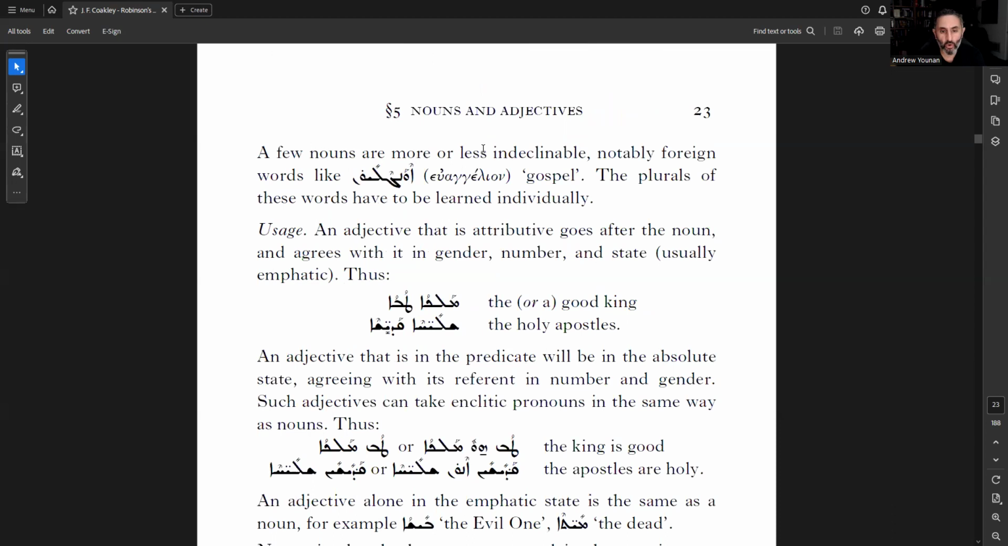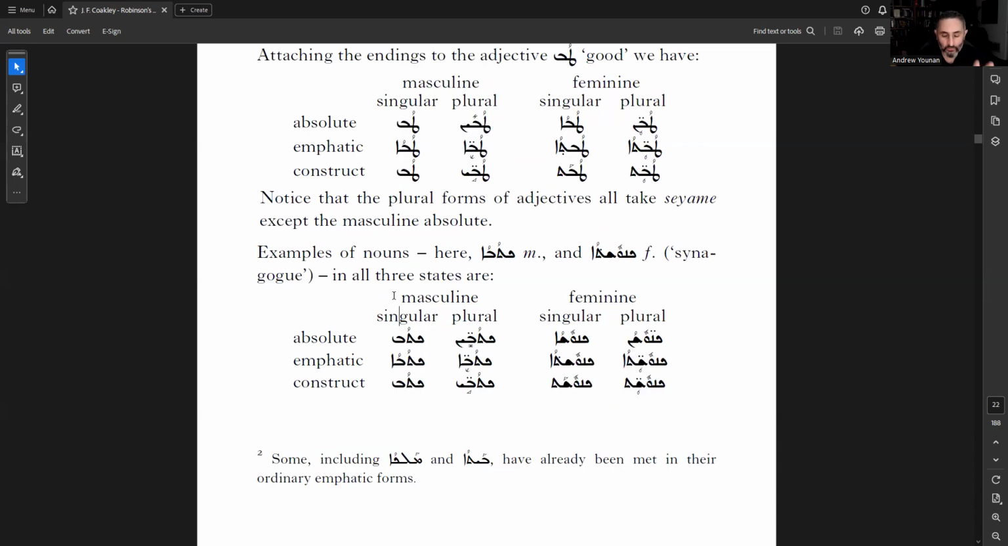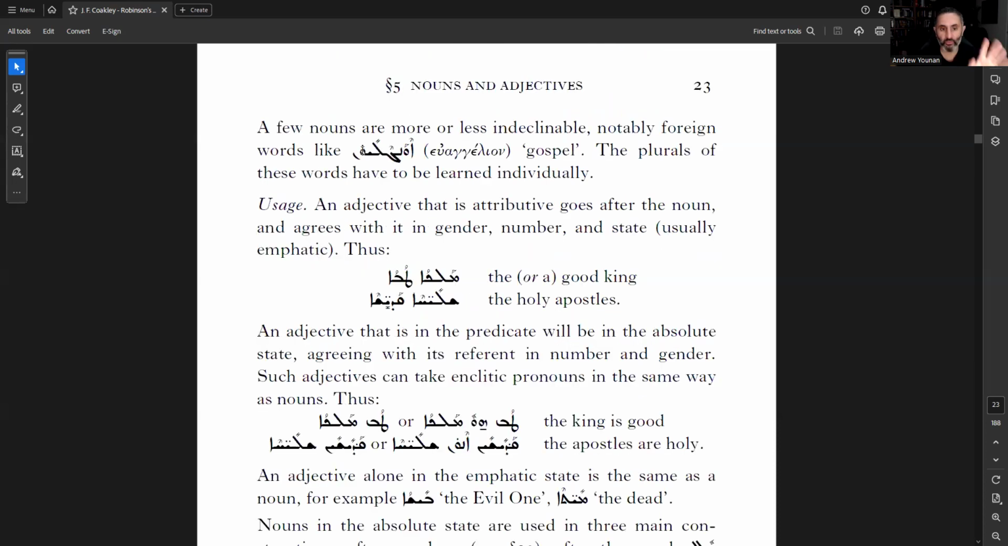A few nouns are more or less indeclinable, notably foreign words like evangelion. So evangelion is a Greek word. It's not going to do this. You're just not going to see these different forms of evangelion. It's just going to be this word no matter what. So that's a little bit easier. The plurals of these words have to be learned individually. So the irregular plurals, you just have to learn them as they come along.